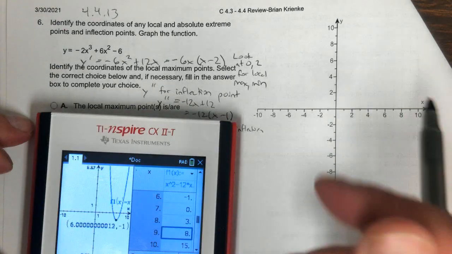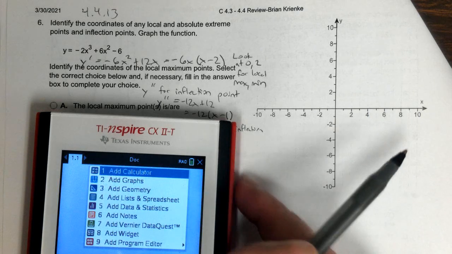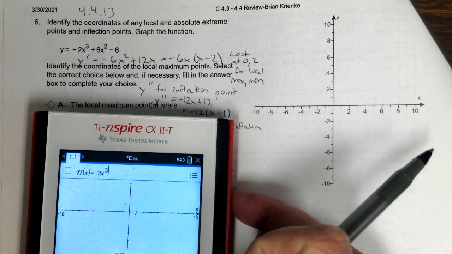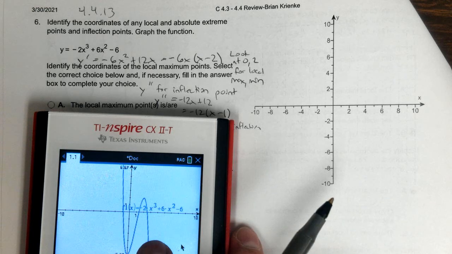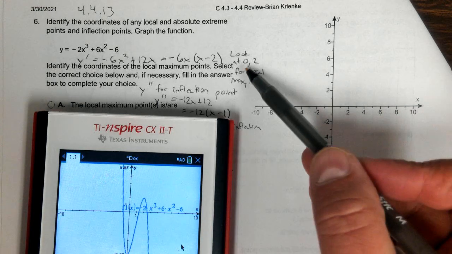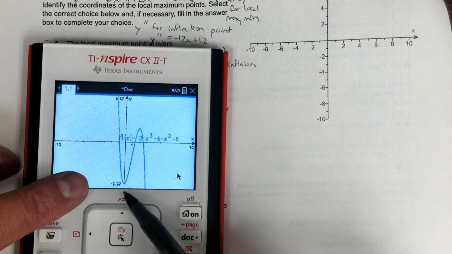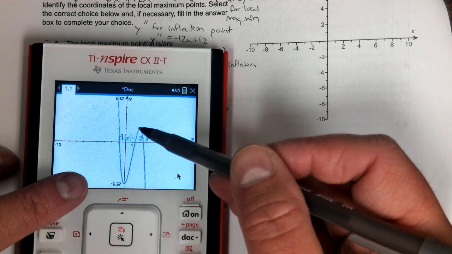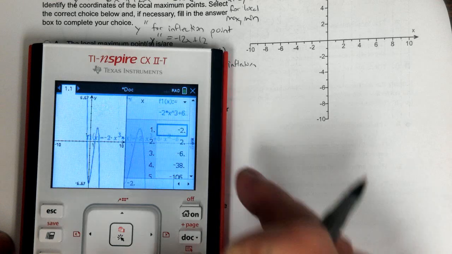So go into here, -2x up arrow 3 plus 6x squared minus 6. There's your graph. And so 0 looks like it was a minimum right there, and 2 kind of looks like it'd be a maximum. So let's use those points to graph.